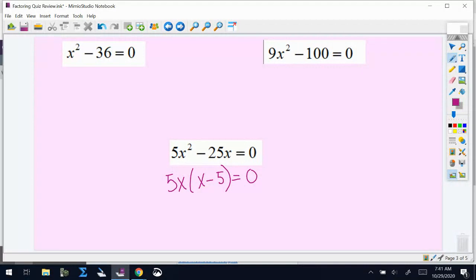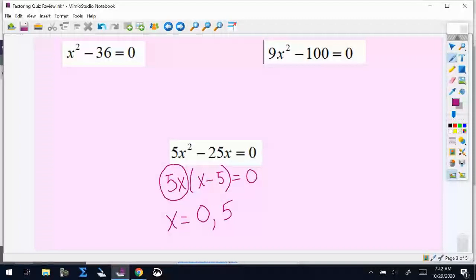I'm actually going to finish this bottom one because once you take out the GCF, it's almost done anyway. This is fully factored. Once I take the 5x out, my 2 solutions, what makes 5x equal to 0 is just 0. And then what makes x minus 5 equal to 0 is 5. So those are my 2 solutions. The top 2 are different. The top 2 are already in standard form, no GCF.